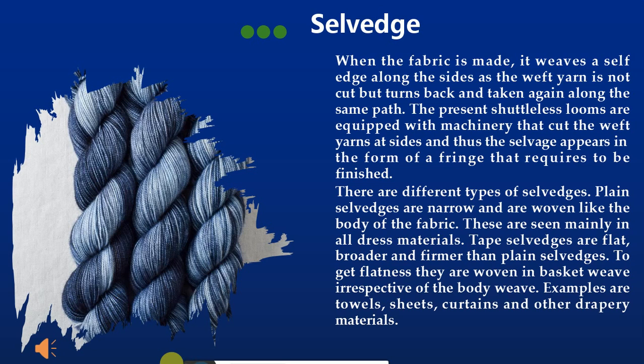There are different types of selvedges. Plain selvedges are narrow and are woven like the body of the fabric. These are seen mainly in all dress materials. Tape selvedges are flat, broader and firmer than plain selvedges. To get flatness, they are woven in basket weave irrespective of the body weave. Examples are towels, sheets, curtains and other drapery materials.